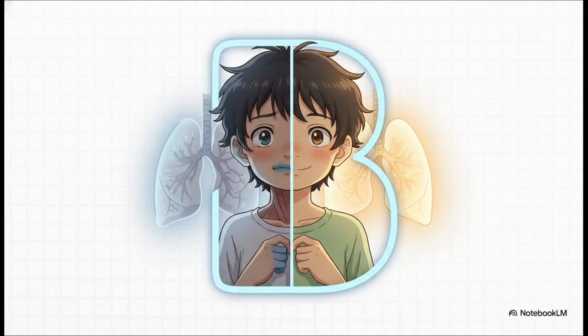So, once the airway is clear, we move on to B for breathing. Is the child actually breathing effectively? You look at two things, the work of breathing and the effectiveness of it. For work, you're asking, are they working too hard? Breathing too fast, using extra muscles, grunting. For effectiveness, you're asking, is it actually working? Is their chest moving well? Is their skin color okay?